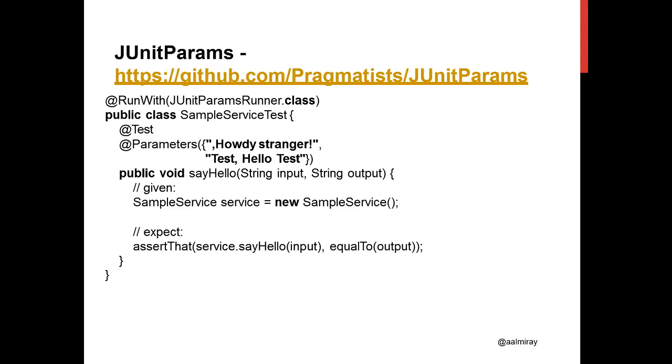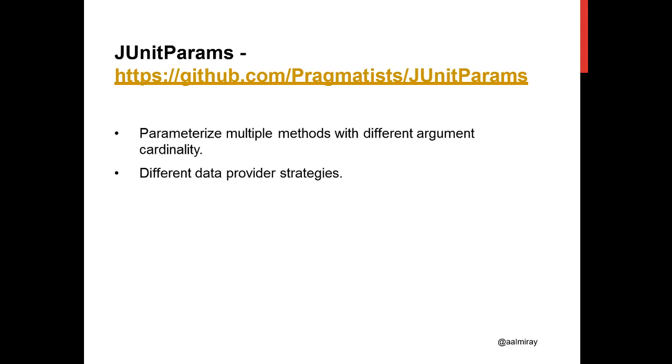And there are many ways. There is one way where you can define the arguments directly in the annotation, in this case, the parameters annotation. You can define the name of a method, or you can define the name of a class that gives you the behavior. If you were to use JUnit 5, the parameterization provided by JUnit 5 is even better. Notice that if you're using JUnit params, you need a custom runner. So if your test case is already using a runner, you won't be able to use JUnit params. It's either one or the other.